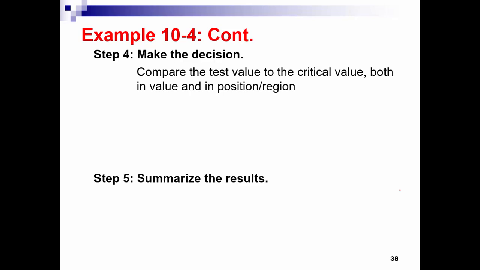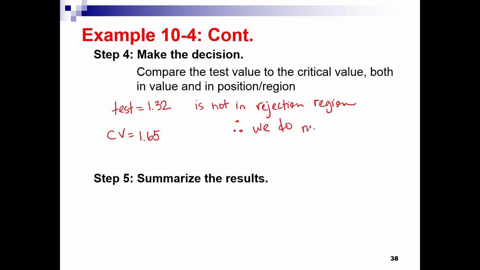So our decision here: our test value, as I wrote on the previous slide, was 1.32. Our critical value was 1.6. I have it written as 1.65. I think that the version of the table we're using this year is a bit more accurate. So the test value of 1.32 is not in the rejection region. So therefore, we do not reject the null.